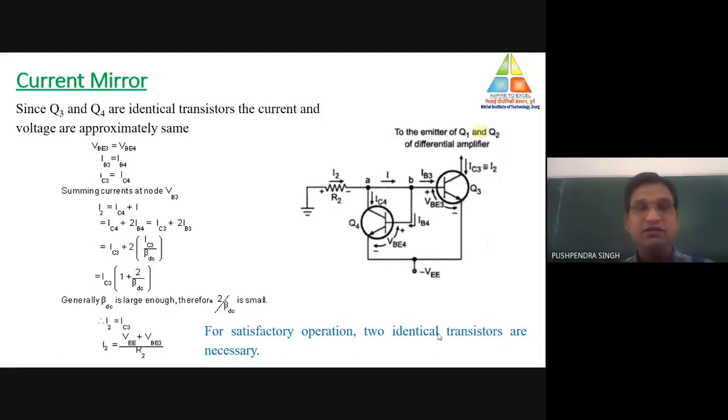And for high CMRR, as we know, the value of CMRR is AD by AC. Therefore, for increasing the value of CMRR, the value of AC should be 0. And for making AC equal to 0, the value of emitter resistance should be infinite. But we are not able to make the emitter resistance infinite. That's why we replaced the emitter resistance by a constant current source. Then how can we generate the constant current source? We have three different types of circuits by which we can generate the constant current source.